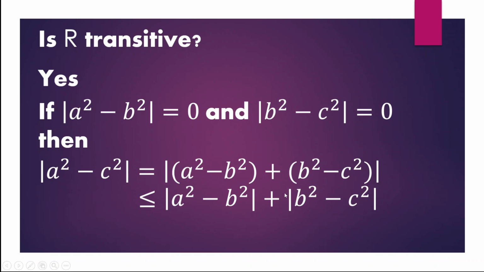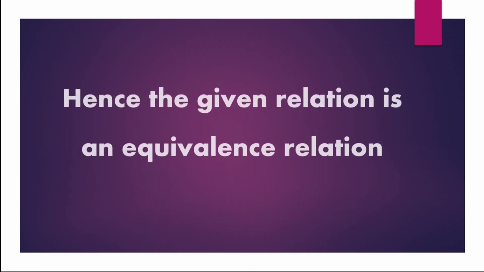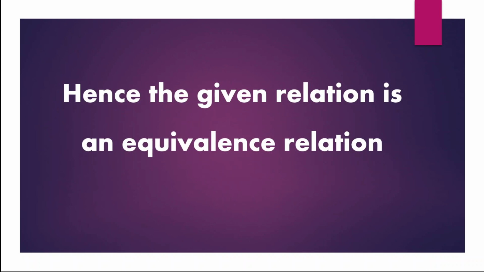Both these values are 0, and the left hand side being a modulus value, the least value the modulus or the distance can take is 0. So if I'm saying it is less than or equal to 0, it has to be equal to 0 as well. So we get, if a is related to b and b is related to c, then a is also related to c. So this is an example of an equivalence relation. So the given relation is an equivalence relation. What was the relation here? aRb if and only if modulus of a square minus b square is equal to 0.